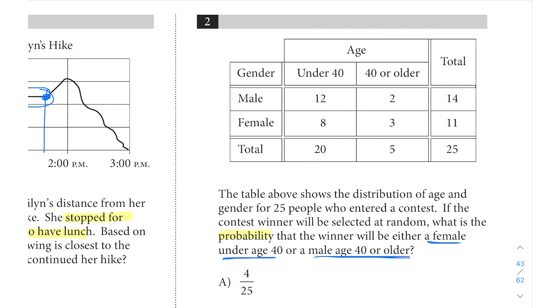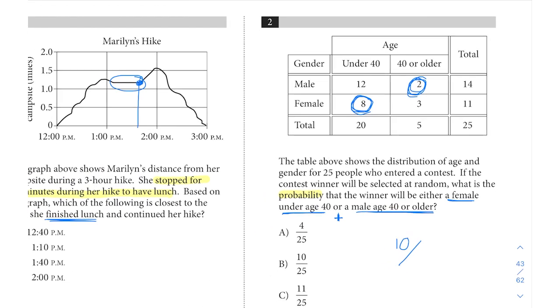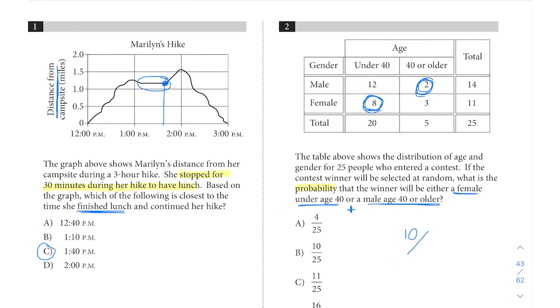Well, let's take a look at those target groups. Female under 40, if we look at this 2x2 table, that would be right here. And then a male 40 or older, that would be right here. So because it says or, in this case, whenever you're dealing with probability, or means that you're going to add together those possibilities. So just think for probability, or means plus. And so here, we're going to have those 8 females under 40 plus those 2 males 40 or older for a total of 10 out of our grand total.